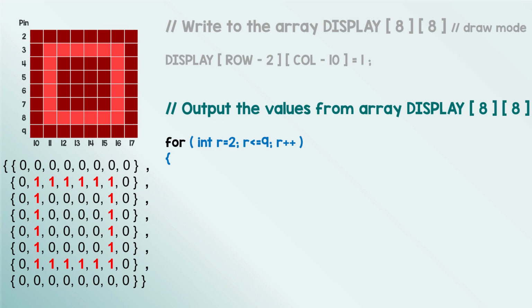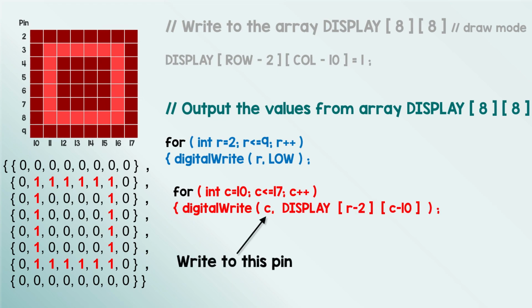For integer r equals 2 up to 9, so this is a for loop. I've called it r just for row. We're going to digital write the row low. That enables the row. And then once we're in one of the rows, we do another for loop inside that, for c equals 10 up to c equals 17. And then we digital write between pins 10 and 17 the value that's in the array at that position.